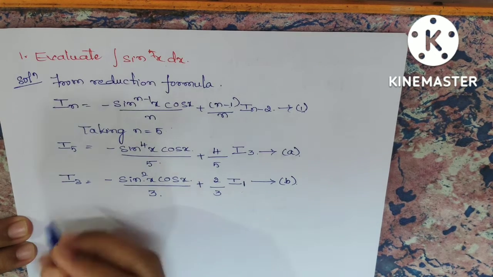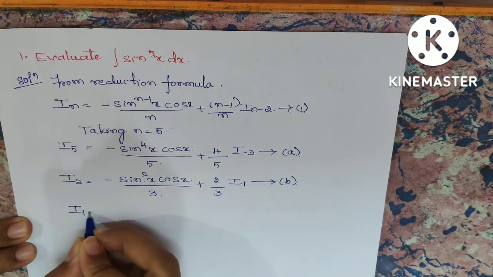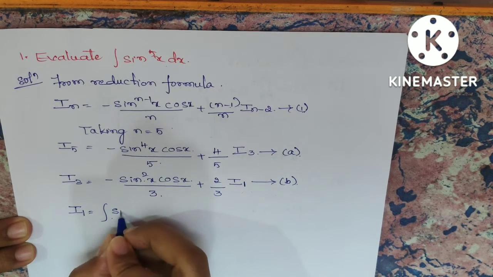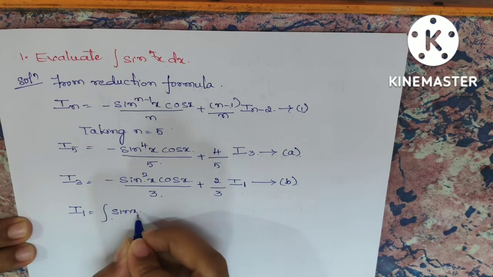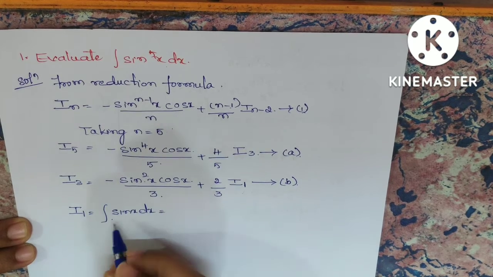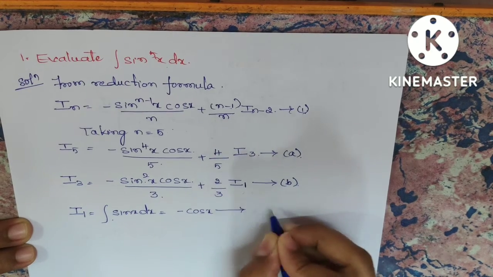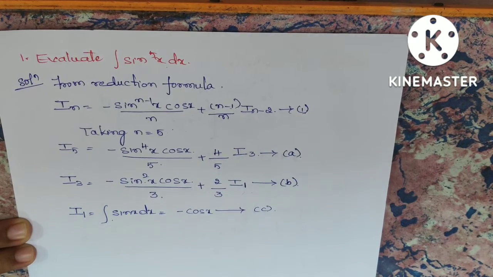Now we have to find I1. I1 equals integration of sin x into dx. So integration of sin x is minus cos x. Let it be equation C.